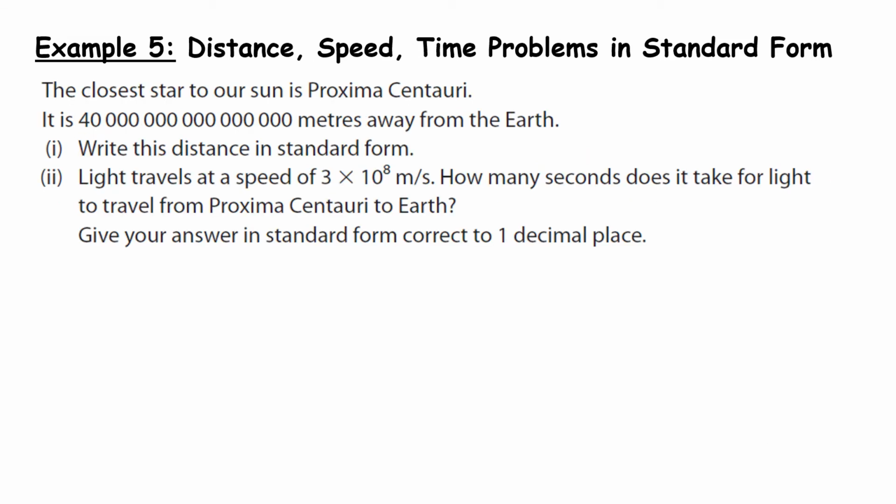Our final question is more of a problem-solving question, and these were very typical on the junior certificate paper. We've yet to see if these are the type of questions we might see on the junior cycle paper. The closest star to our sun is Proxima Centauri. It is this many, which is a lot many, meters away from the Earth. Write this distance in standard form.